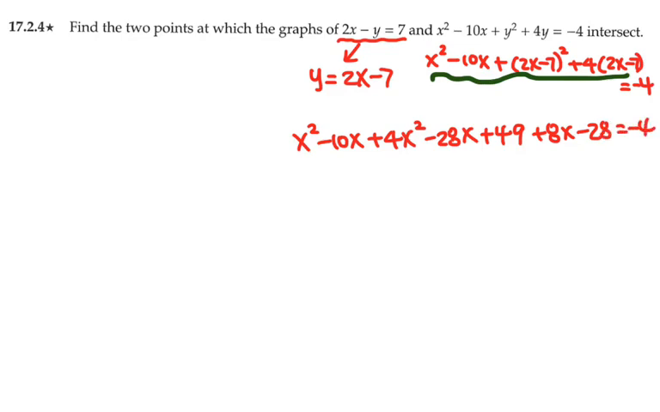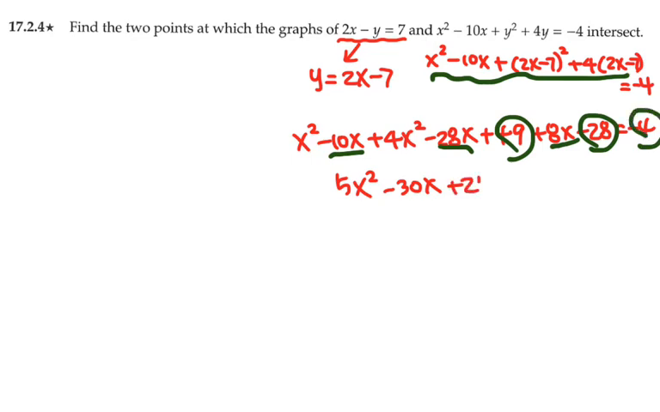Let us combine the like terms here. So 5x squared for the x squares. How about for the x's? Here, here, here, so we will end up getting negative 30x. How about the constant? 49 here, negative 28, negative 4, and we'll end up getting positive 25 is equal to 0. Notice that 5 was a common factor in all of them, so we can divide by 5. Then we are left with x squared minus 6x plus 5 here.